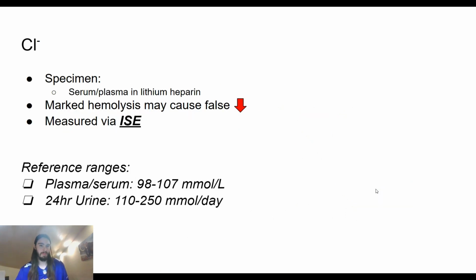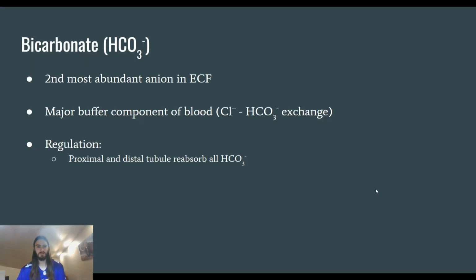Okay, specimens for chloride: serum, plasma, in lithium heparin. Hemolysis is the same as with sodium. If there's too much hemolysis, it may cause a false decrease due to dilutional effects, all that non-concentrated intracellular fluid being released. Also measured via ion selective electrode, and there are reference ranges.